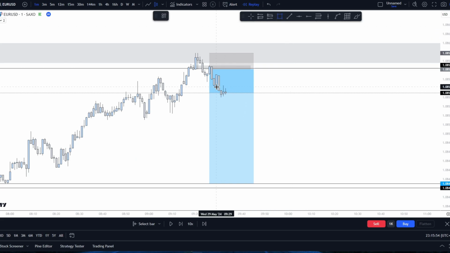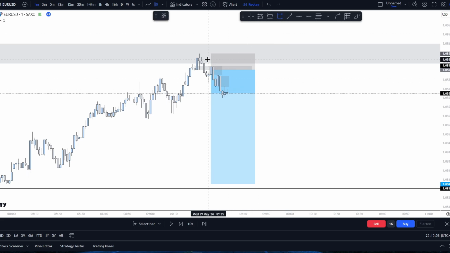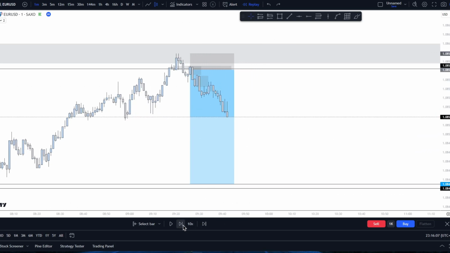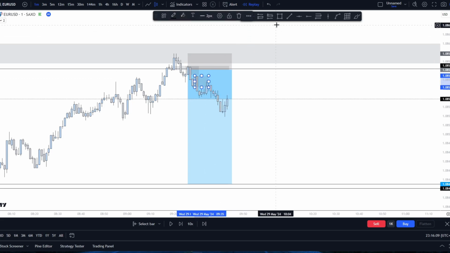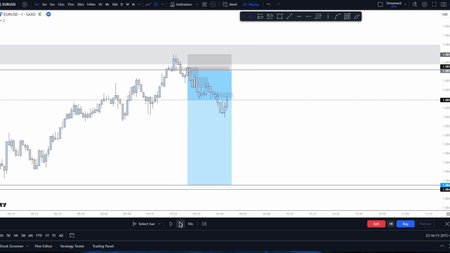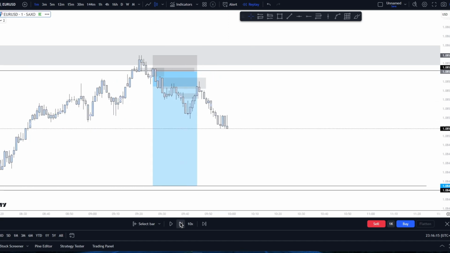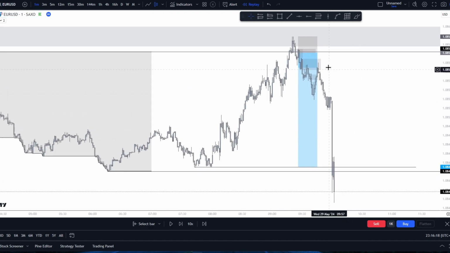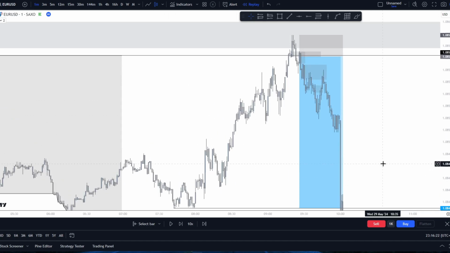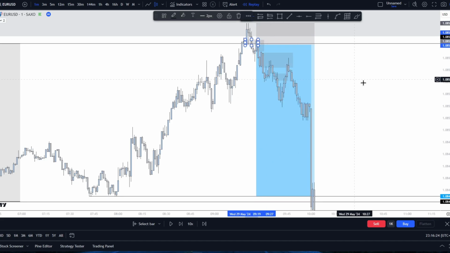As you can see, there were a lot of opportunities to enter here. Basically an order flow mitigation. Very clean. Yeah, and the TP has been smashed, absolutely smashed. As you can see, very clean setup.